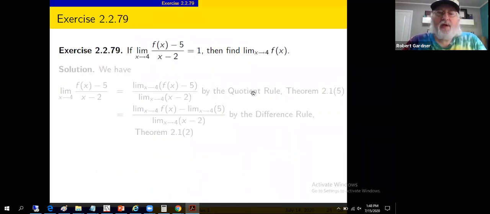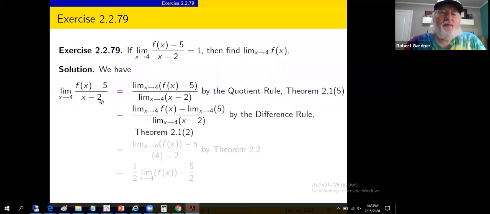Okay, another limit, a little oddball question here. It says if the limit as x approaches 4 of f of x minus 5 divided by x minus 2 equals 1, then find the limit as x approaches 4 of f of x. We'll justify our answers with all the little rules we have. We're taking a limit of a quotient. Well, the limit of a quotient is a quotient of the limits, if we don't get 0 in the denominator. This involves a limit of a difference up here, so we can write that as the difference of the limits.